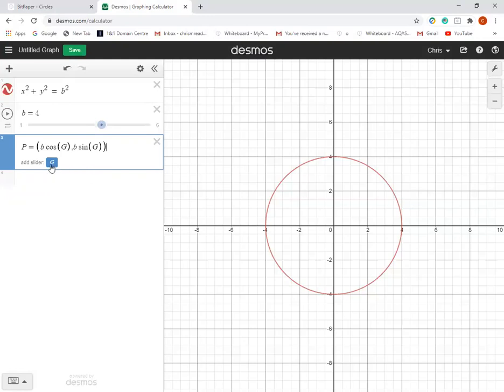G is a new variable which we don't know, so we add a slider. And because we're talking about an angle, we're going to be working in radians. Let's have that go between 0 and 2 pi. If you just type pi, it corrects itself to the pi symbol we're familiar with. And then you press play on G, and the point goes around the circle. We can see all the points that follow the rule B cos G, B sine G are points on the circle, and it moves around the circle as G changes. So let's just stop that. Go back to my whiteboard.